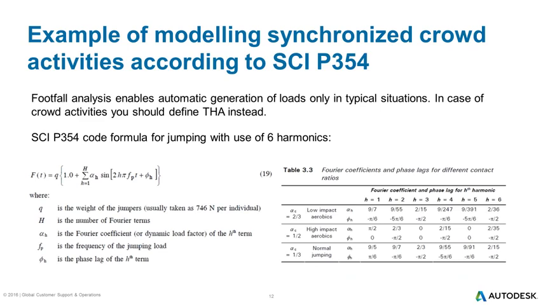instead. To determine the forcing function, you may want to look at the SCI code, which provides the equation shown on this slide. It is similar to the one for footfall analysis, but with a larger number of harmonics and a crowd rather than a single person, which is often assumed as 2 persons per square meter. The table in the bottom right corner displays Fourier coefficients and phase angles for different types of activities.